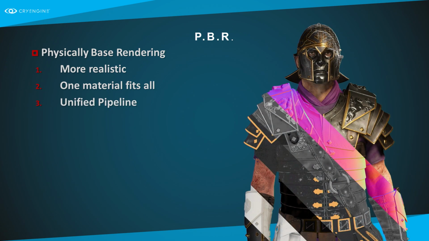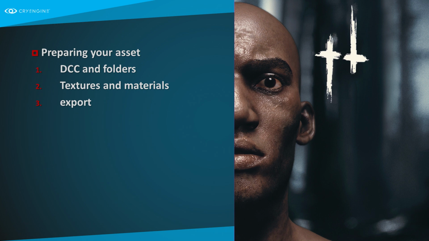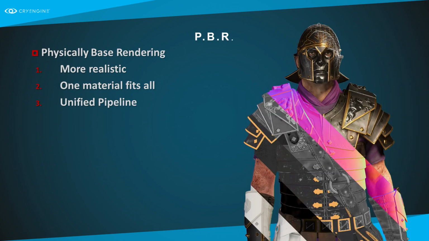And it allows you to have a unified pipeline. Characters were done in a certain way in the past, and environment in a different way. Now character, environment, effects, everything is done the same way, and they all work together nicely. So more realistic, one material fits all, unified pipeline. This is what PBR gives you. It's important to stress that for CryEngine because this is how you'll get the best out of the engine. If you don't follow those rules, even though you have wiggle room to play with, you will have a hard time getting realistic lighting in the end.